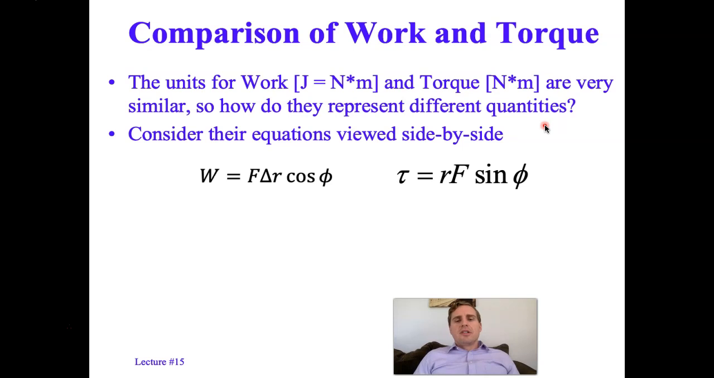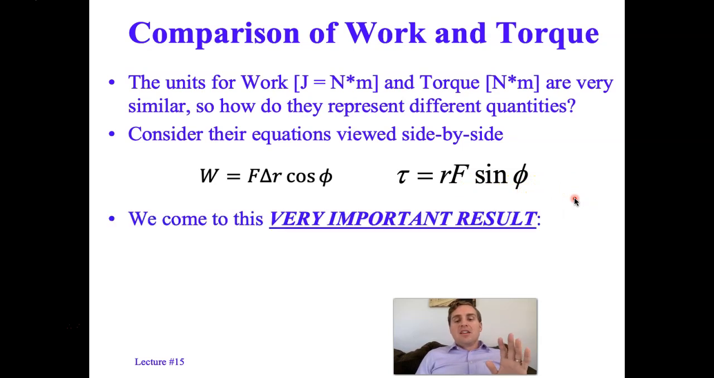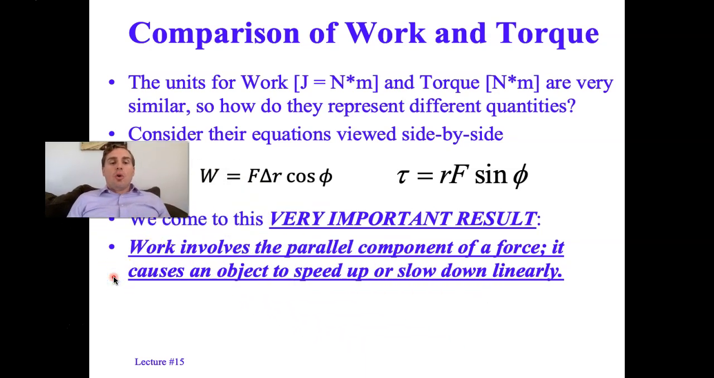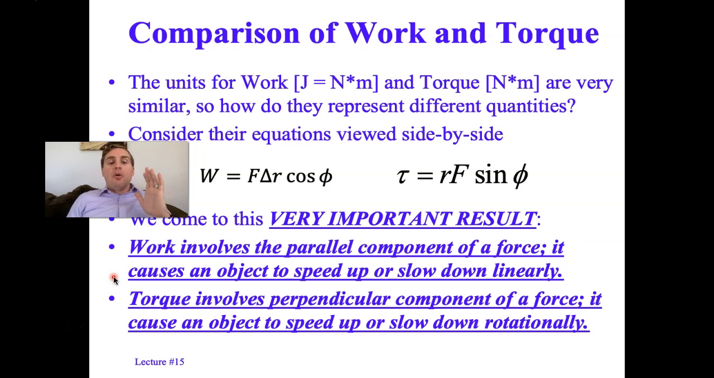Consider viewing their equations side by side. Look at this. Work is force times displacement times the cosine of the angle between them. That's phi. Torque is radius times force times the sine of the angle between them. Notice this leads us to a very important result: work involves parallel components of a force. It causes an object to speed up or slow down linearly, whereas torque, by contrast, involves perpendicular components of a force. It causes an object to speed up or slow down rotationally.